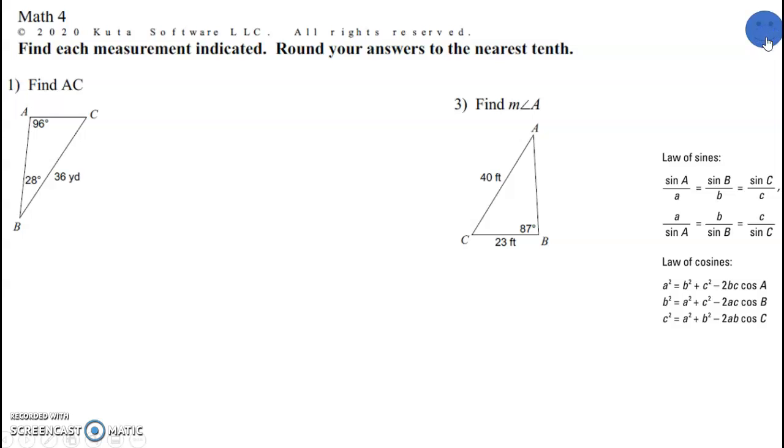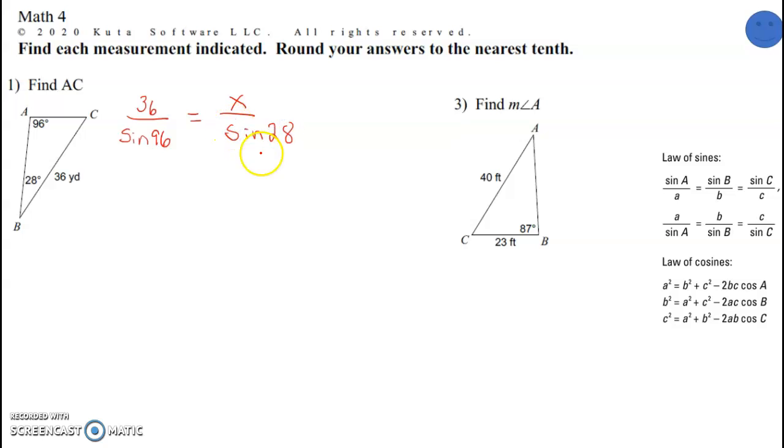That's it. Law of sines. So we're looking for the side, so we're going to use this form over here. We're going to put the side on the top, and it doesn't matter if we're using A, B, or C. So we've got the side 36 over the sine of 96, equals, we don't know the side, so we're going to say x over the sine of 28.